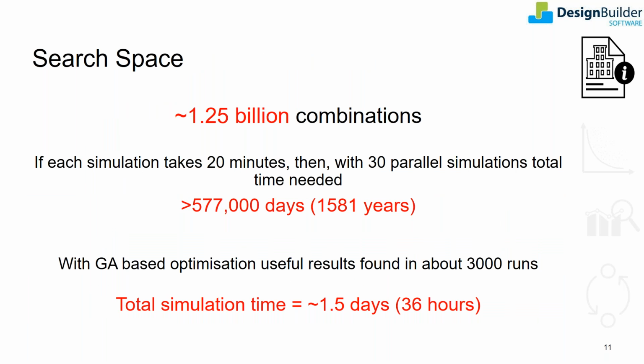All possible combinations of design variables selected result in a search space of over 1 billion options. If each simulation is 20 minutes, then even with 30 simulations running in parallel, the total time needed would be over 1500 years. However, with GA-based optimization, useful results were calculated in 3000 simulations, taking about 36 hours.